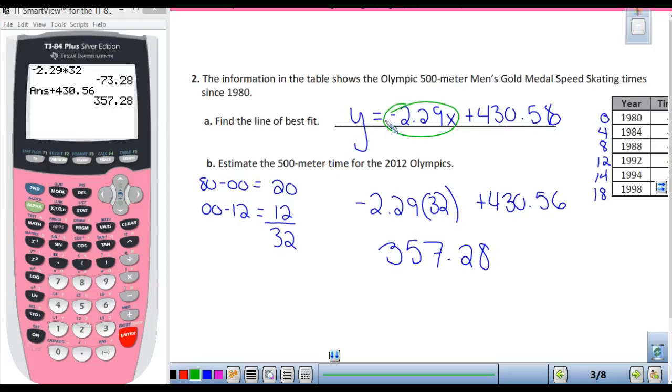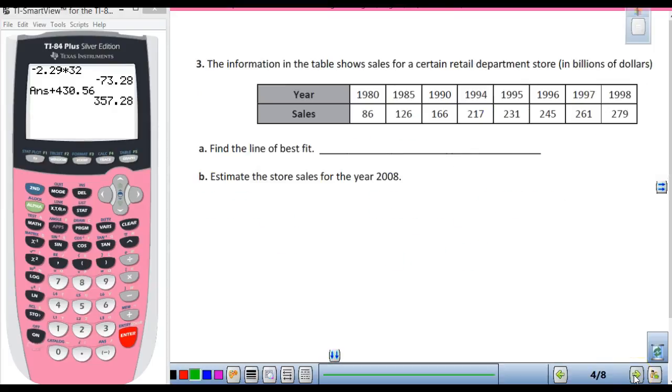So since my rate of change, or my slope, is negative right here, what's that telling me about my Olympic times? They're going down. So as the years go by, skaters are getting faster. Would you guys think that's true? Yeah, definitely. World records are being broken, all kinds of stuff. I think our training and our strength exercises are getting better.